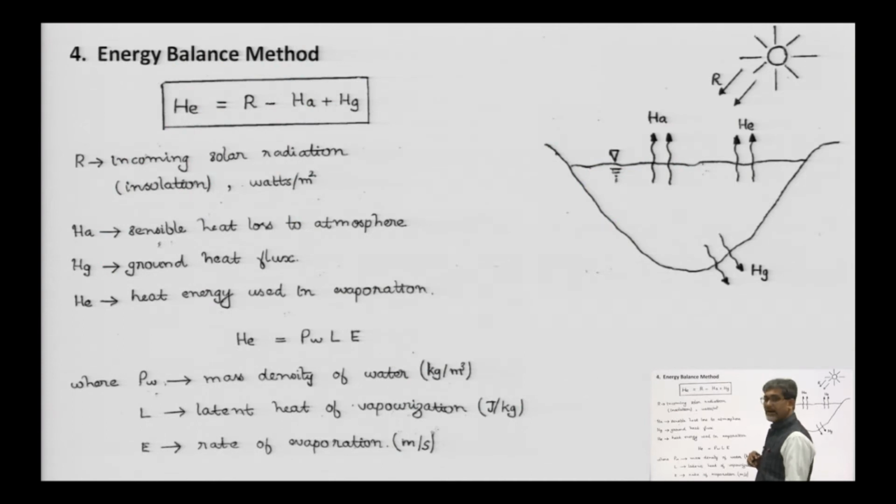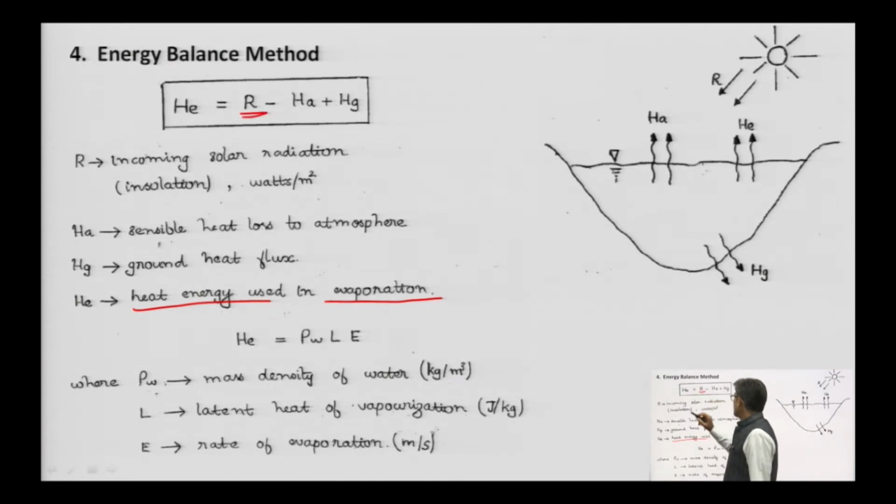The last method to measure the evaporation is the energy balance method. What is the equation? The equation is He, the heat energy used in evaporation, which is equal to R. R is the incoming solar radiation, which can also be called insolation, in watts per meter square.